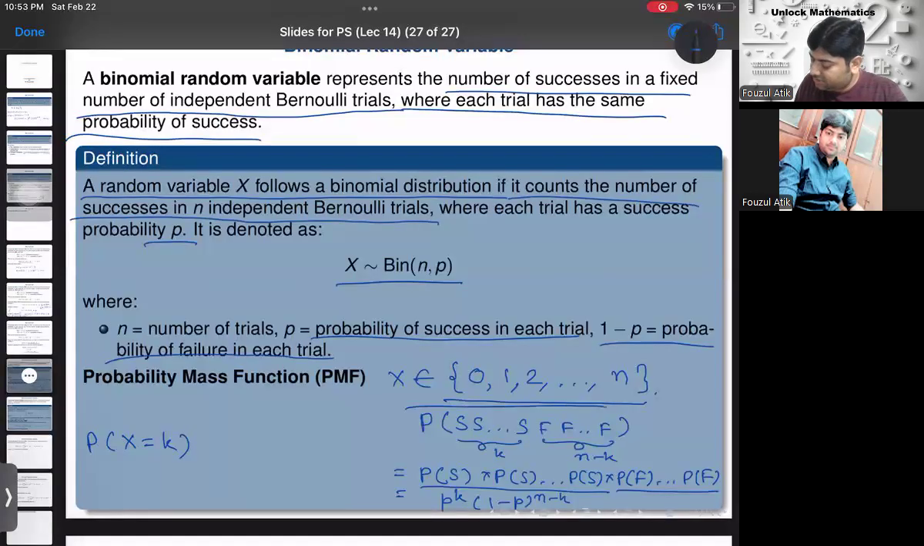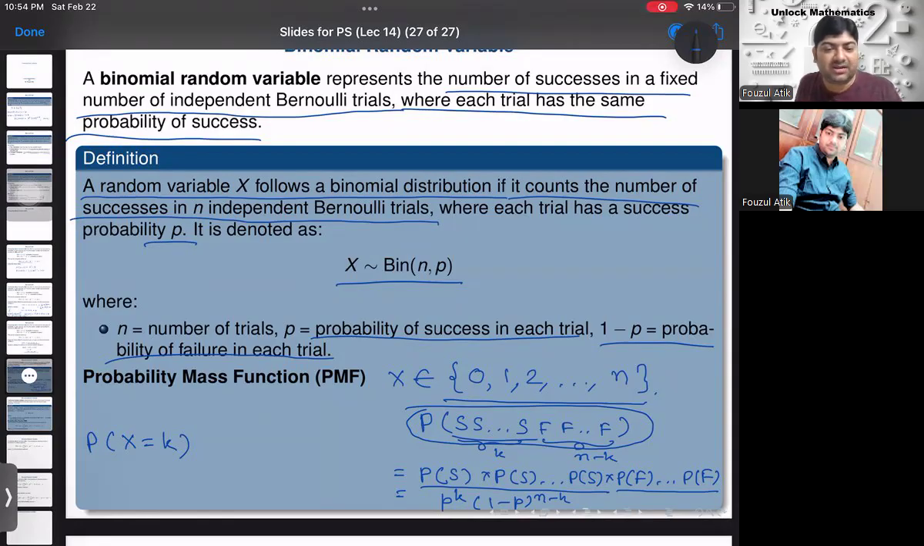Now this one we got for the first k trials being successes. But this may not be the case. You can have the successes in any places. The first one may be a failure, the second one may be a success, the third one may be a failure, the fourth one may be a success. In this way, these k successes can be anywhere among the n trials, correct?